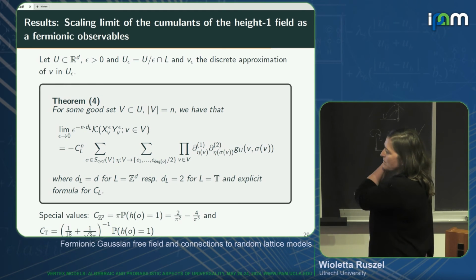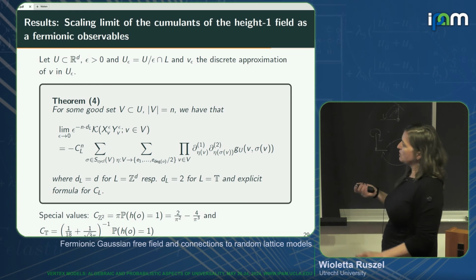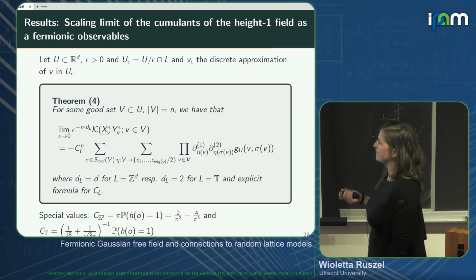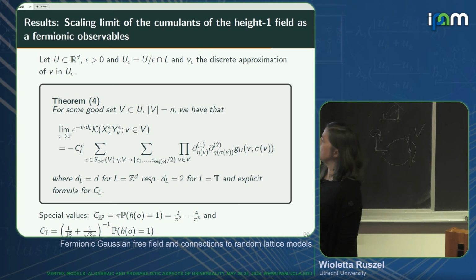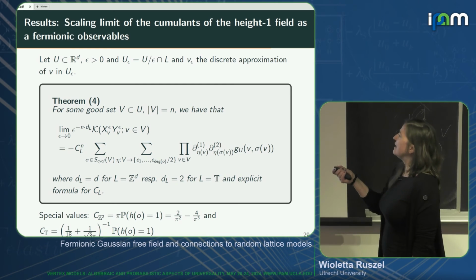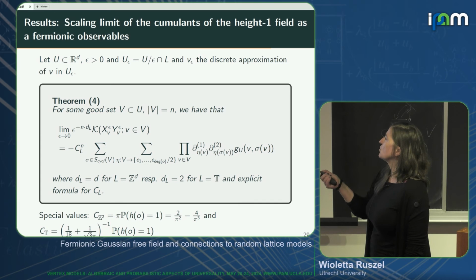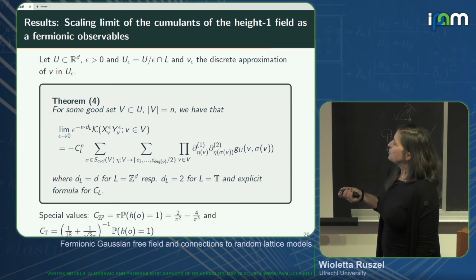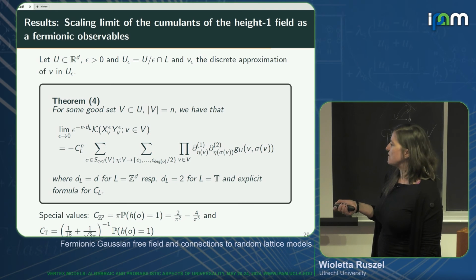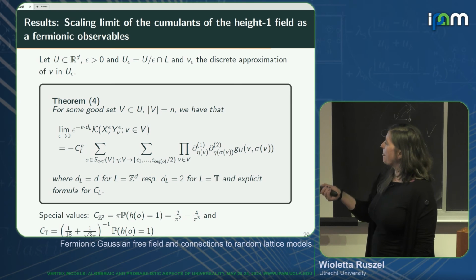Okay, and this maybe becomes a bit more interesting. Here we are looking at the scaling limit. So take some subset of R^d and discretize it. Here L will be Z^d or the triangular lattice. And then if you scale these cumulants by n to the d, which depends on the lattice, so d for Z^d and 2 for the triangular lattice, then these cumulants will converge to this formula.